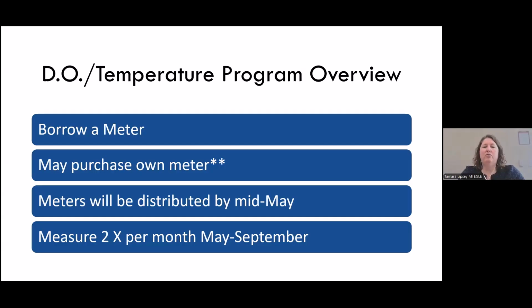If you choose to buy your own meter, the benefit is you get to use it whenever you want to. You don't have to give it back at the end of the year. If you want to keep measuring later in September, you can do that. You don't have to worry about sharing. Sometimes we have to have lakes share, especially if they're close to one another, so that more people can borrow a meter. If you choose to purchase your own, they run about $3,000 a piece.